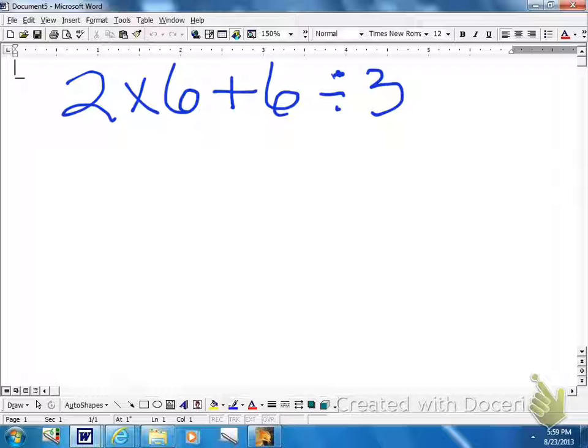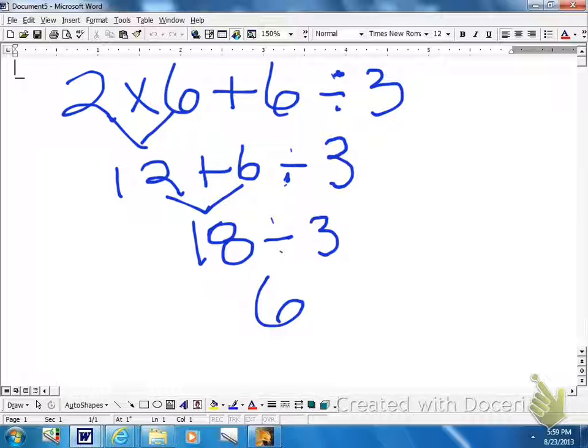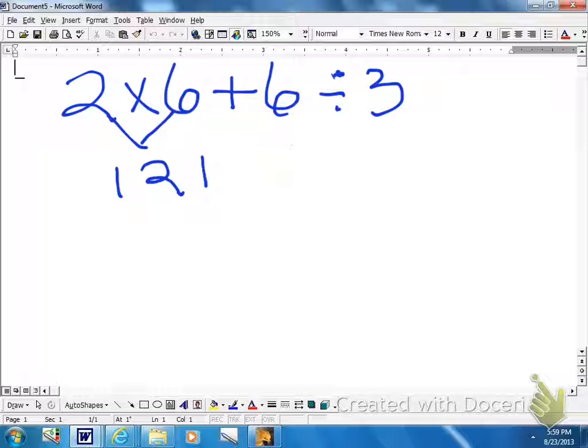Okay, so I could solve this a few different ways. I could start with 2 times 6, get 12, bring down the rest of my problem, plus 6 divided by 3. Let's say I'm going to solve this left to right. Then I'll have 12 plus 6, which is 18, divided by 3. And 18 divided by 3 is 6. Well, is that the correct answer?